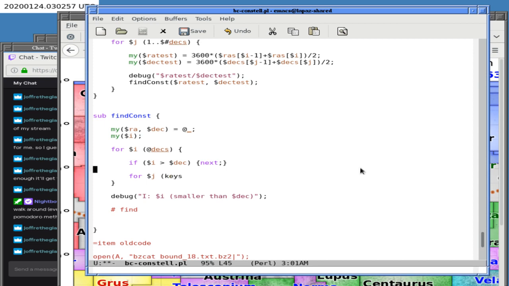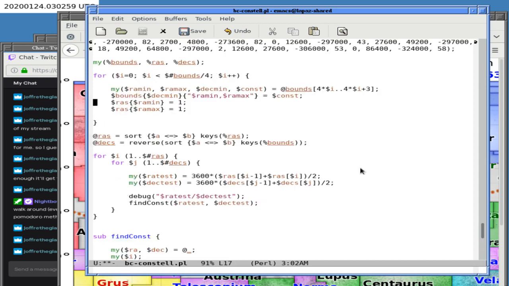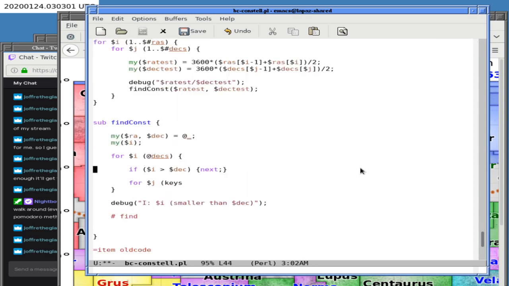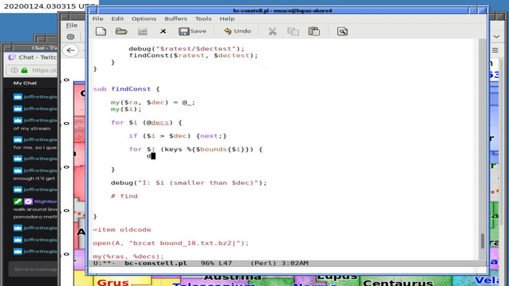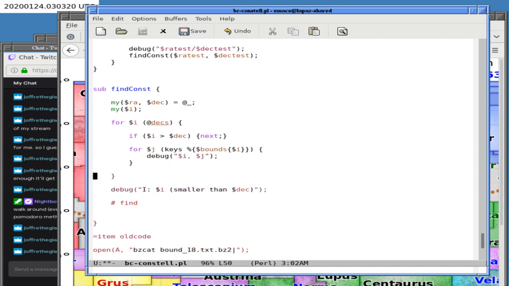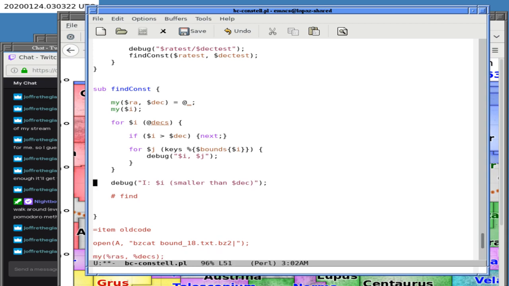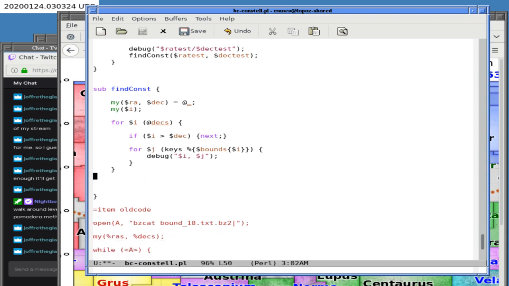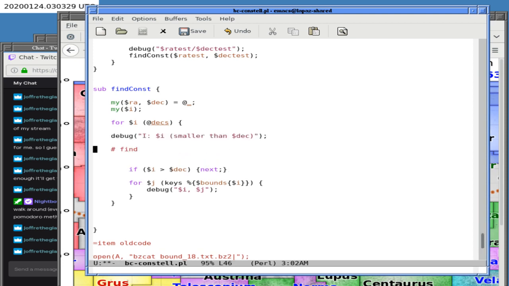This is a two-dimensional hash. So we want to look at the bounds of I, and the bounds of I is itself a hash. So we're doing this, and we don't really need to order it. That doesn't really matter. Okay. And for right now, I just wanted to do a debug here. And then we do not need to do this. And I'm getting really, really bad at commenting my code.